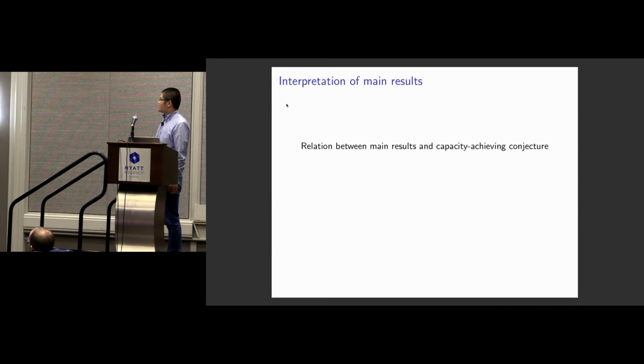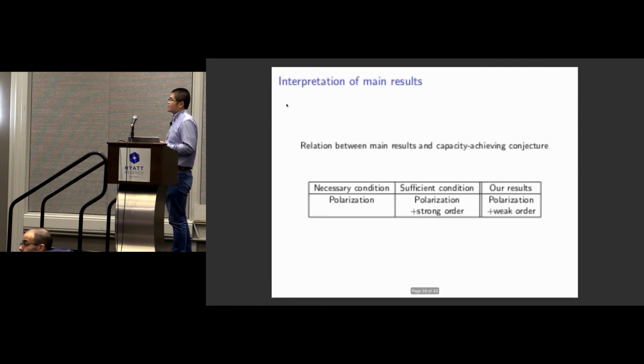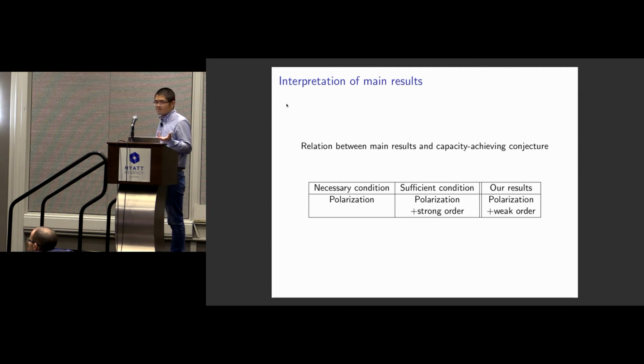So at the beginning, I talked about the capacity achieving conjecture for Reed-Muller codes. So now we have this main result talking about the polarization of Reed-Muller codes. Now you might wonder what is the relation between our main results and the conjecture. So in fact, you can easily show that polarization of Reed-Muller codes itself is a necessary condition for Reed-Muller codes to achieve capacity. On the other hand, polarization together with a strong ordering on the HIs will become a sufficient condition for Reed-Muller codes to achieve capacity.